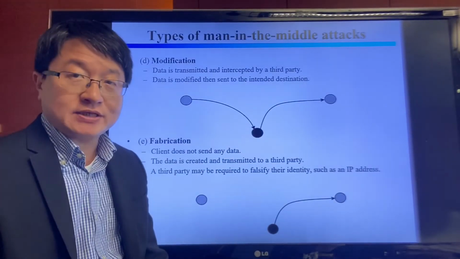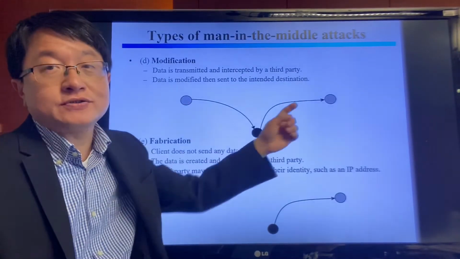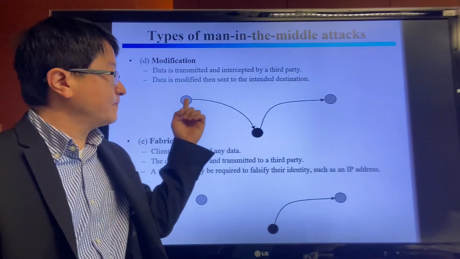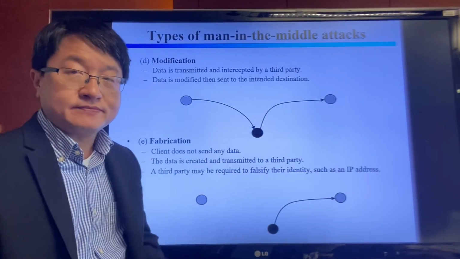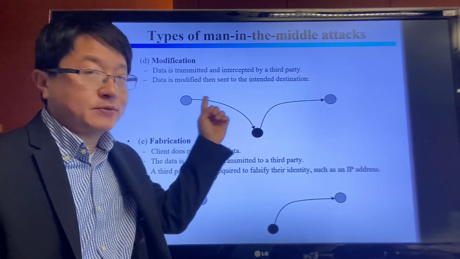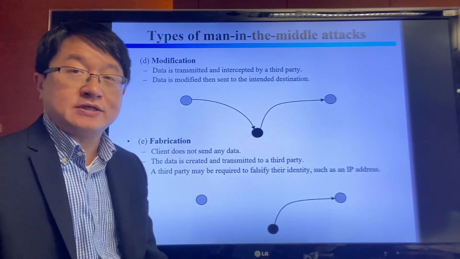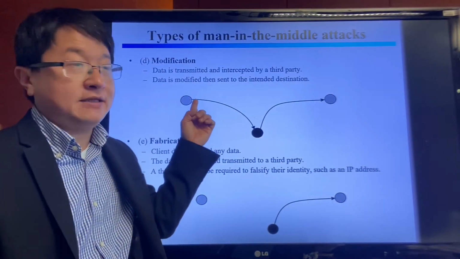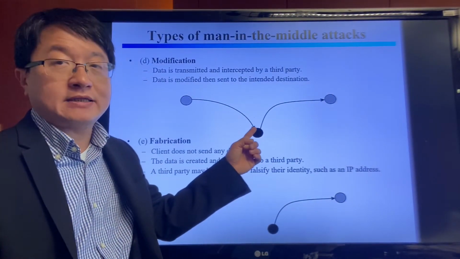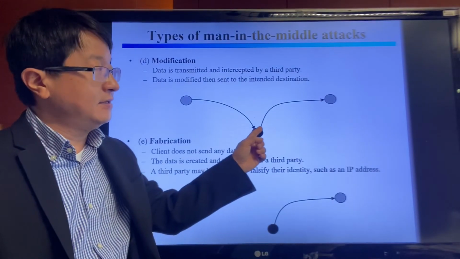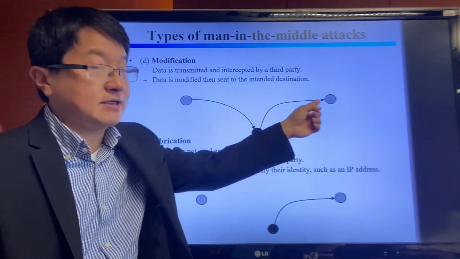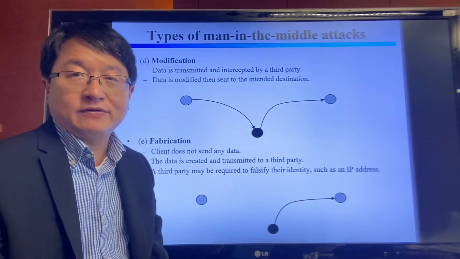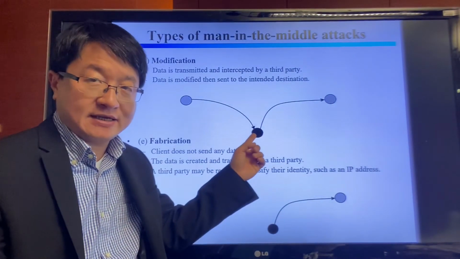And in the communications between the source and destination, they don't feel any problem. The sender is still able to send their data out and get a reply, and the recipient can also receive the data and send replies, without noticing that the hacker is in the middle.